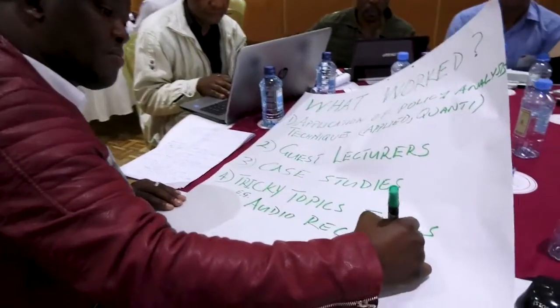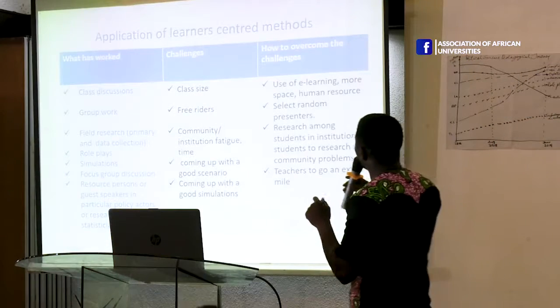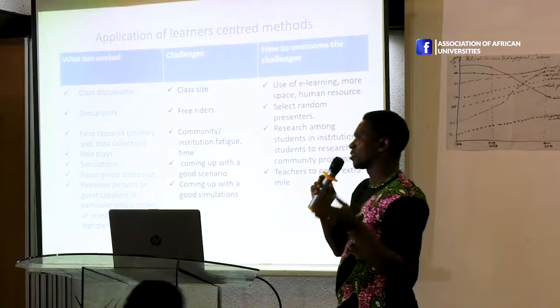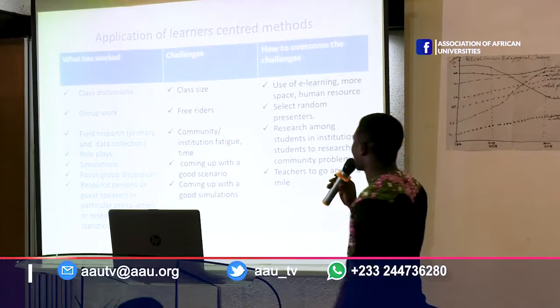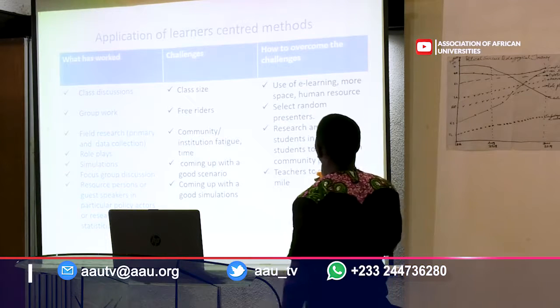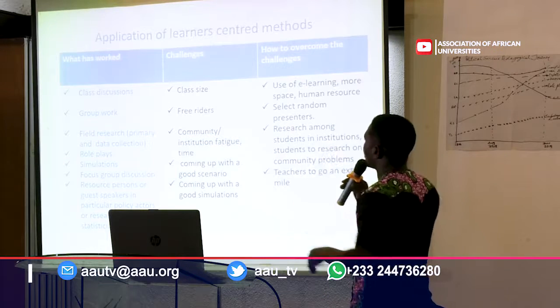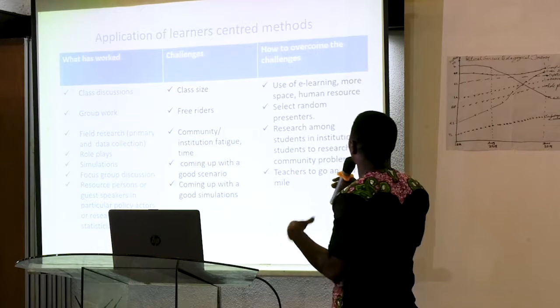Application of learner-centered method. So we said what works was the class discussion, and the challenge is the class size. If you have a very large class, like 500 or 250 students, that's a challenge. But now we're saying we can overcome that with the use of what? E-learning.